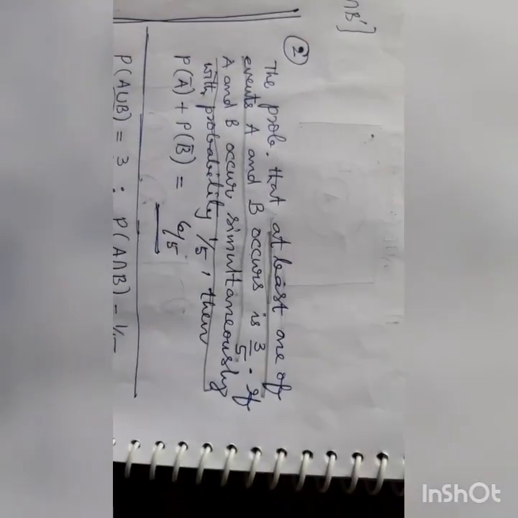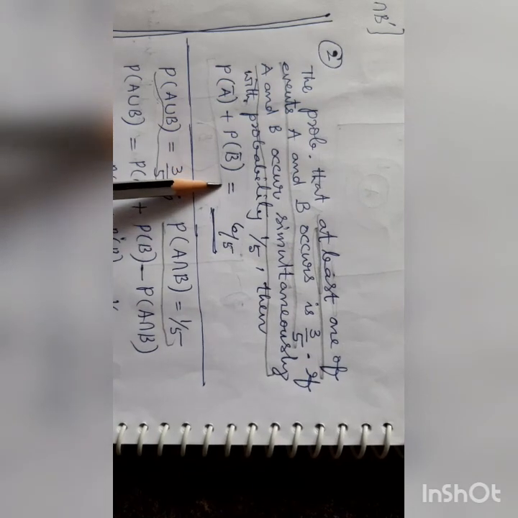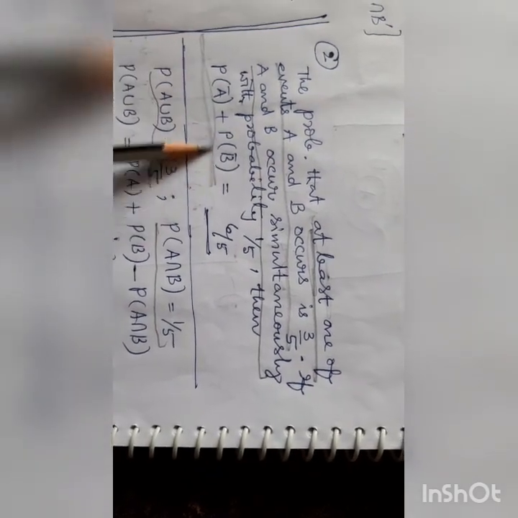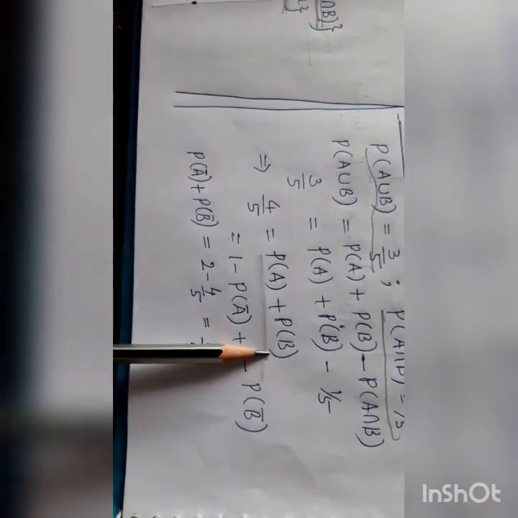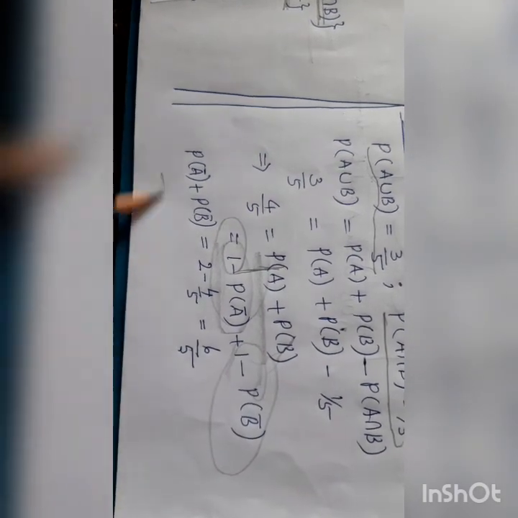What is the question? P of A bar plus P of B bar. How to find? You have to find like this. P of A plus P of B, and next you write like this, for this. And for this you write like this. You got like this.